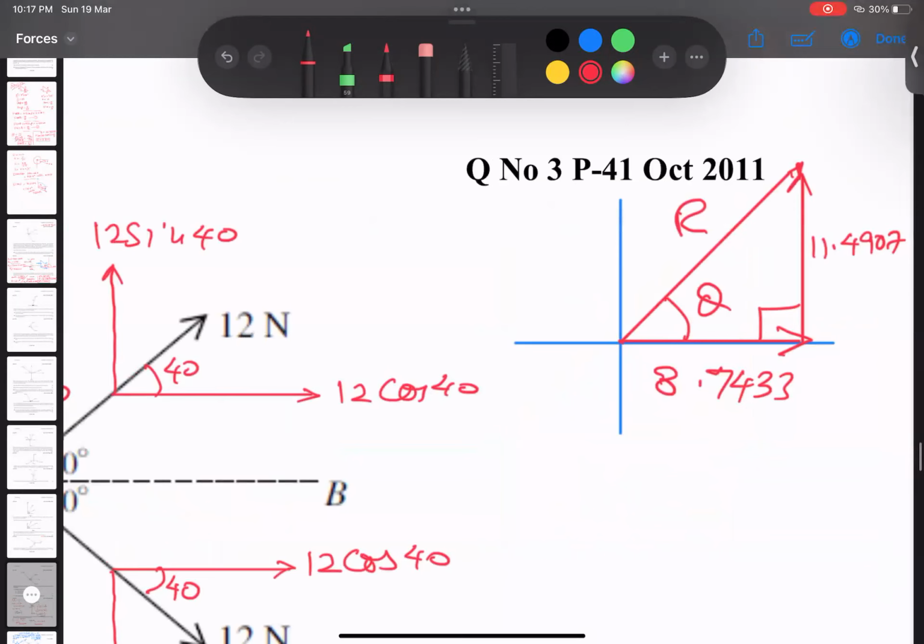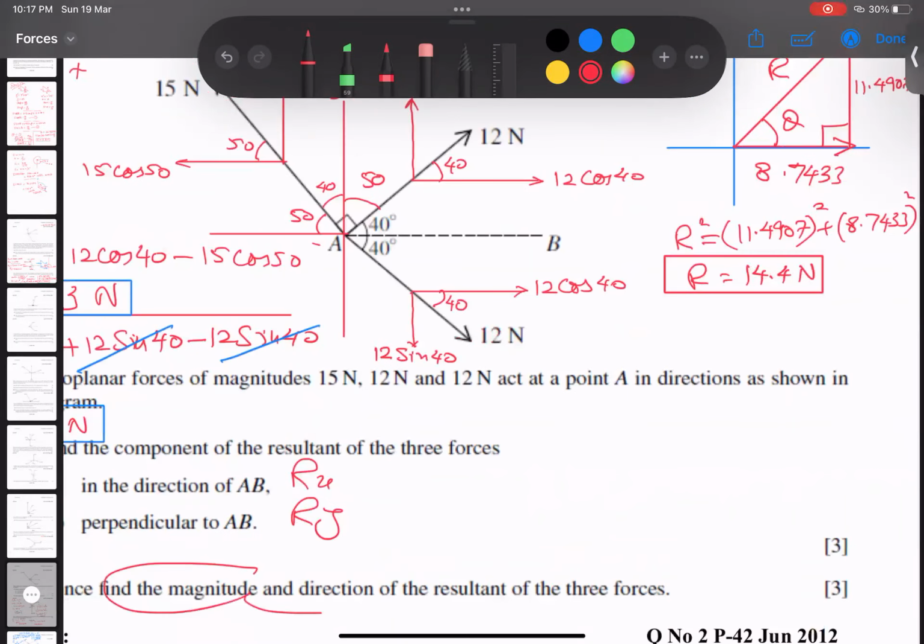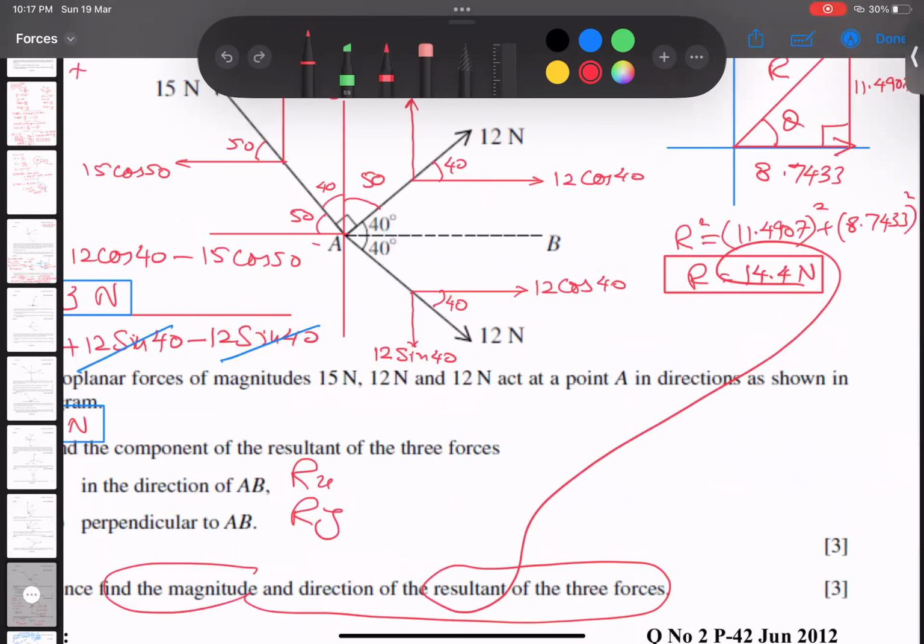So first of all, I will use Pythagoras theorem. Hypotenuse square equals opposite square plus adjacent square. I save my time and I'm writing directly. I believe it is nothing hard. So please take 4 dp or more accurate. I directly take the root of that. So I'm getting 8.7433 squared plus 11.4907 squared, and the root of that is 14.4 newtons. I got finally the resultant force, and he was asking us to find the magnitude of the resultant force. I got it.